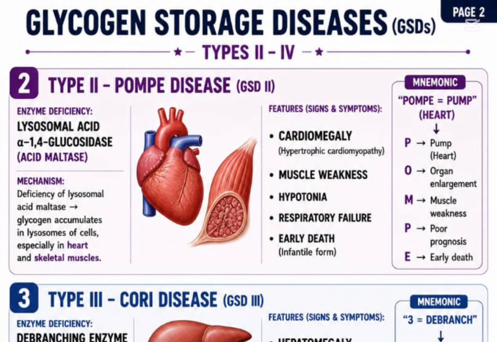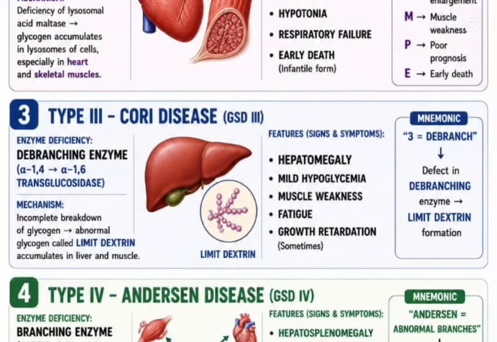P, poor prognosis. There will be poor prognosis because the patient's heart, due to hypertrophic cardiomyopathy, what happens? The heart cannot pump out blood very well, reducing the cardiac output, reducing the ejection fraction, and causing murmur. There will be early death fast in Pompe's disease. Cori's disease, type 2, very poor carbohydrates.